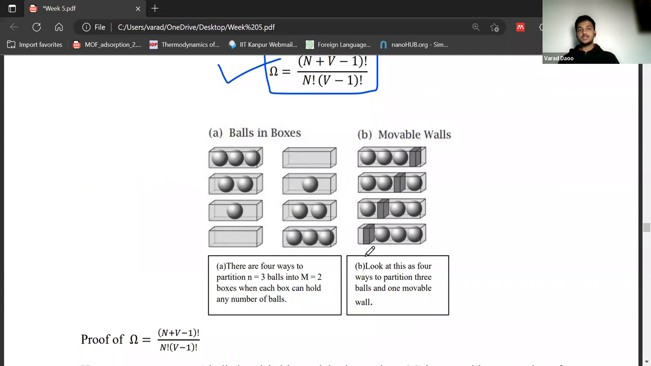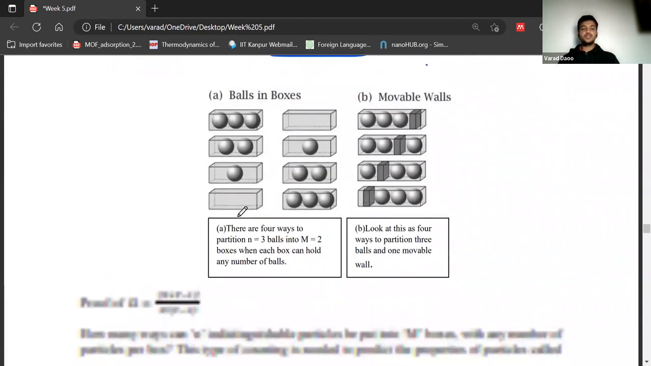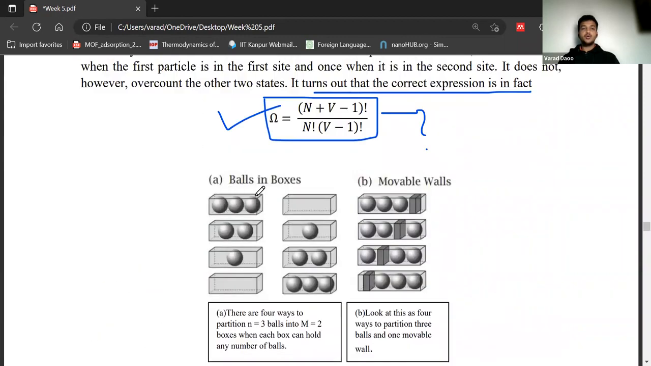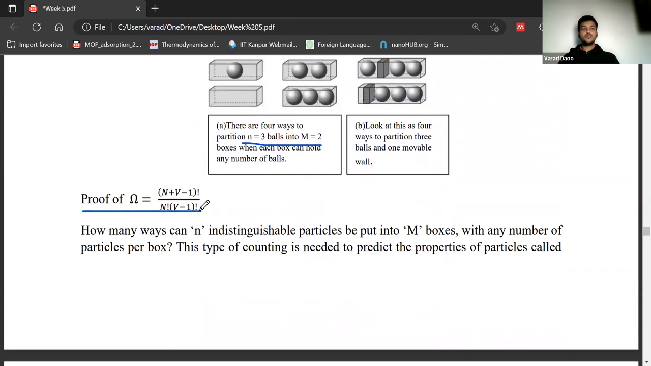Let us check how we get this expression. So, proof for this expression. We consider a box and a number of balls in it. Figure A represents balls in a box and figure B represents the box with a movable partition in it, right? So there are four ways to partition n = 3 balls. So first, let us prove this.